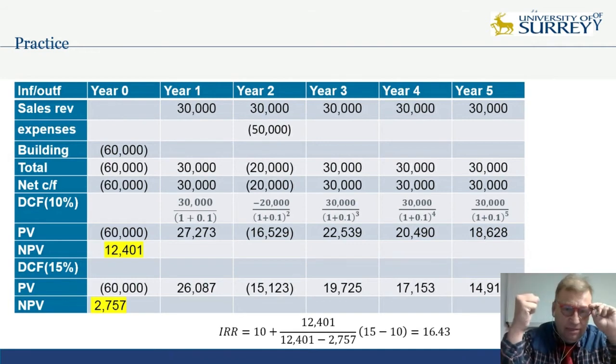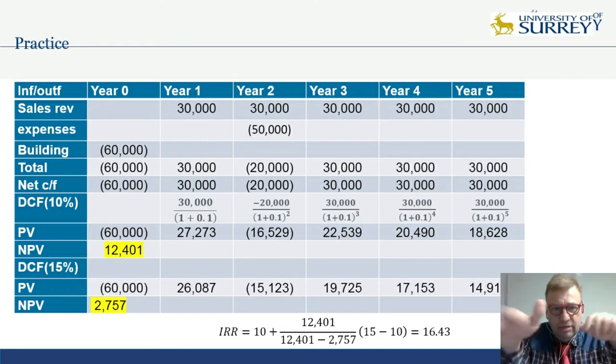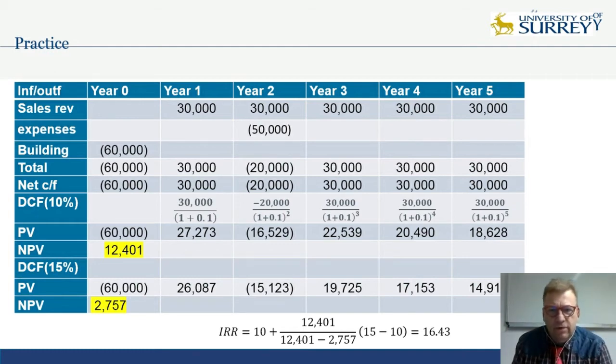Then we discount it by this discount factor, right? In this line, DCF, discounted cash flow at 10% is shown. So present value of each cash flow actually is 60,000, and then 27,273, then minus 16,529, and so on. You could see it, right? So then we add it up, normally, as we do NPV, and we have NPV at 12,401. Is it negative or positive?